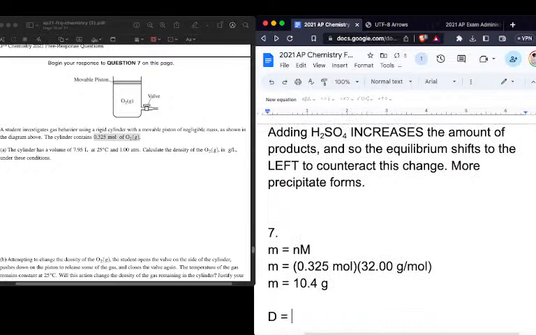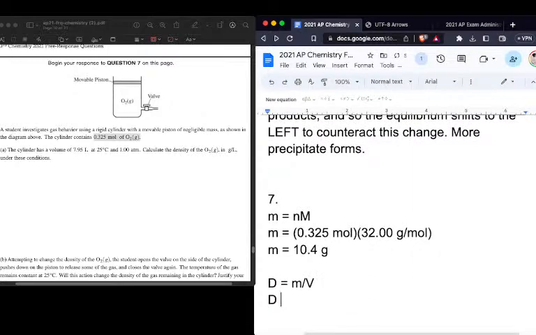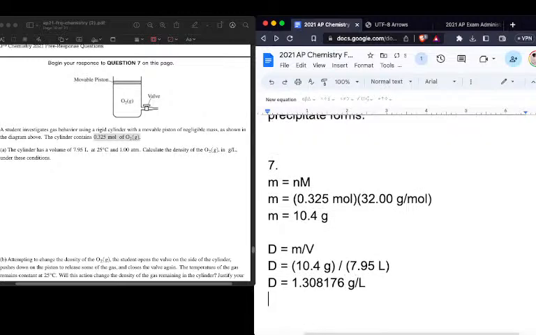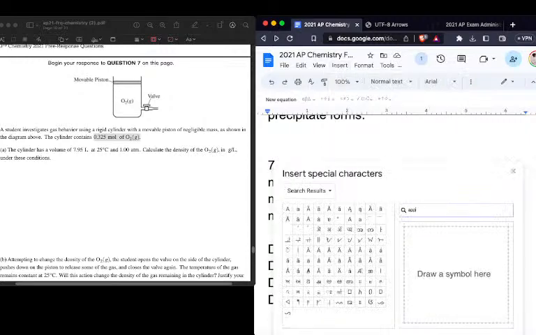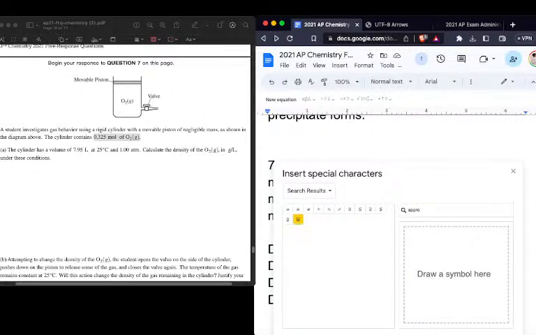And then density is mass over volume, 10.4 grams divided by 7.95 liters, 1.308176 grams per liter. And with sig figs, I need three significant figures. D is approximately... whoops, that's not how I look that up usually.